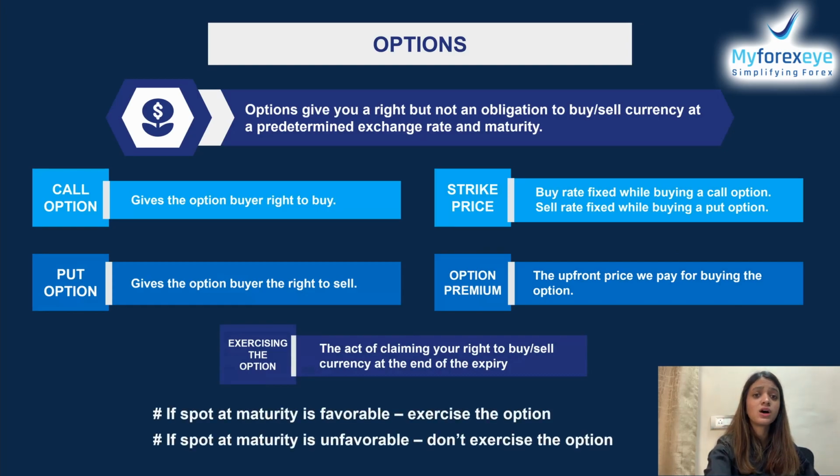And the act of claiming your right to buy or sell a currency at the end of the expiry is called exercising your option. So if the spot at maturity is favorable for you, that is, for example, the strike price of your put option, that is the rate fixed by you to sell a currency, is higher than the spot at maturity, you will exercise your option and effectively sell at the rate fixed by you. On the other hand, if the spot at maturity is unfavorable for you, you will not exercise the option and convert your forex exposure at the market rate.